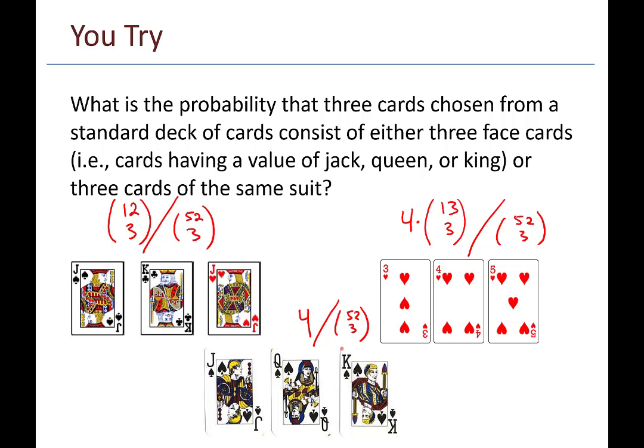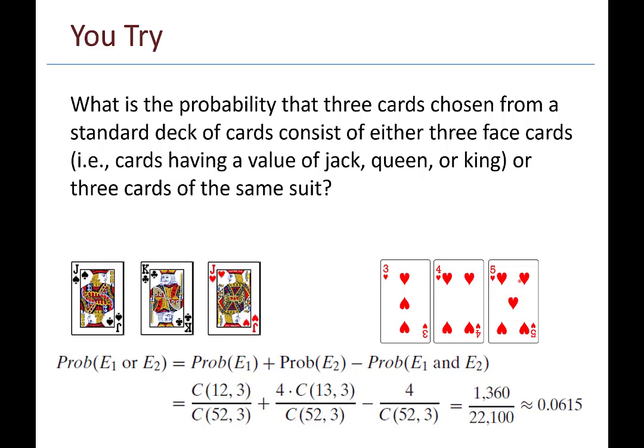So finally, I'm almost at the end now. What will I do to compute my answer? I'll take the first answer on the top left plus the second answer, the one on the top right, minus the third. And that should give me the solution. And so in fact, there it is. All of that ends up being about 0.0615, so about 6%.